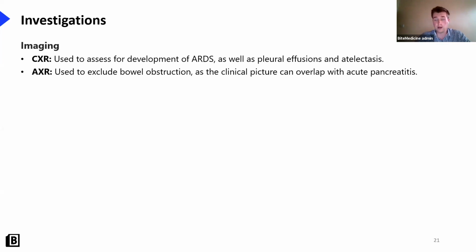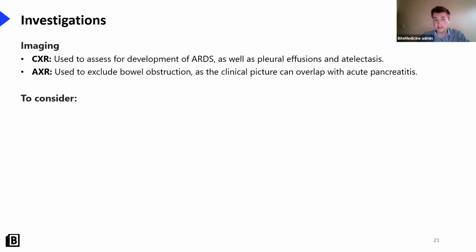An abdominal X-ray. Now, I don't think you would get shouted at by a radiologist if you suggested that you wanted an abdominal X-ray in a patient with a surgical abdomen. If you wanted to just exclude bowel obstruction, I think it would be perfectly valid. And there is some literature to suggest that pancreatitis can actually cause proximal blockages of the gut that can mimic a bowel obstruction. So if you saw dilated bowel proximally, an abdominal X-ray would detect that.